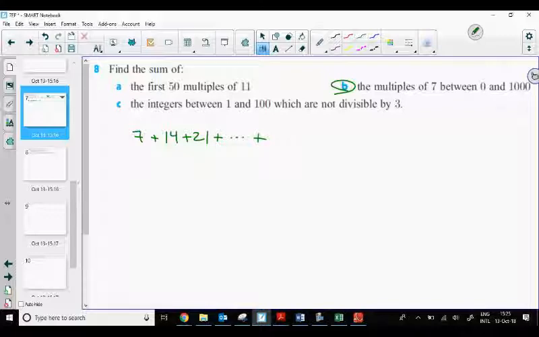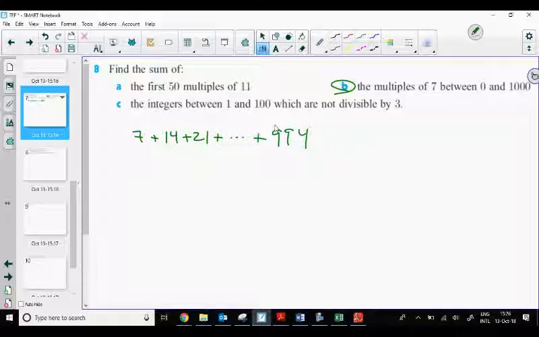These ones all look trickier than I think they are. So for letter B, we want to find the sum of all the multiples of 7 from 0 to 1,000. So we want to add up 7 plus 14 plus 21 all the way up until the biggest multiple of 7 that's smaller than 1,000. With a little bit of guessing and checking, you'd find out that 994 is divisible by 7. And then from there, we go through this in the exact same process as previously.